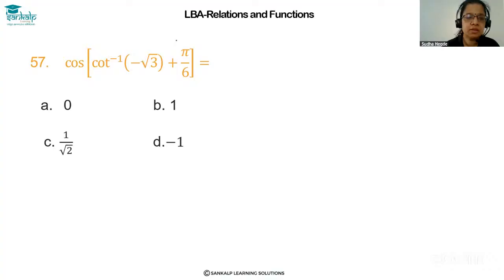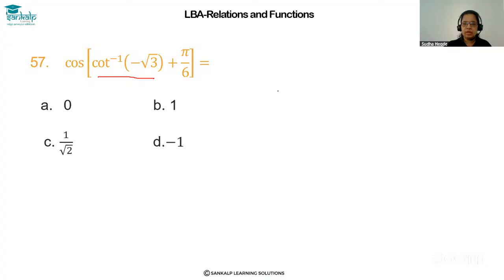Hi students. The question is: cos of (cot inverse of minus square root of 3, plus pi by 6) is equal to, you need to find this expression's value. Option A: 0, option B: 1, option C: 1 by root 2, and option D: minus 1. Okay, so let me take this term as theta.